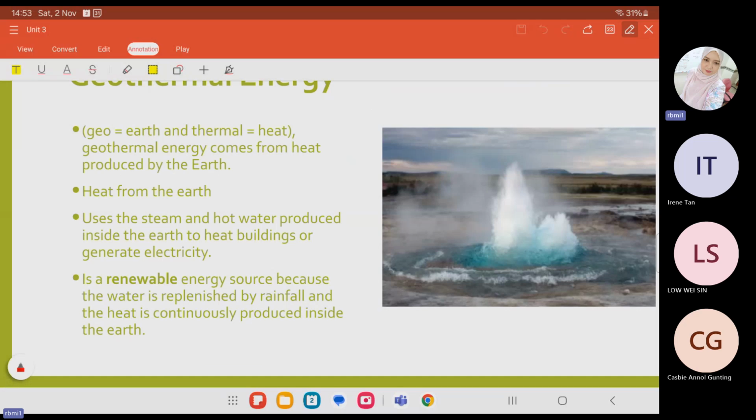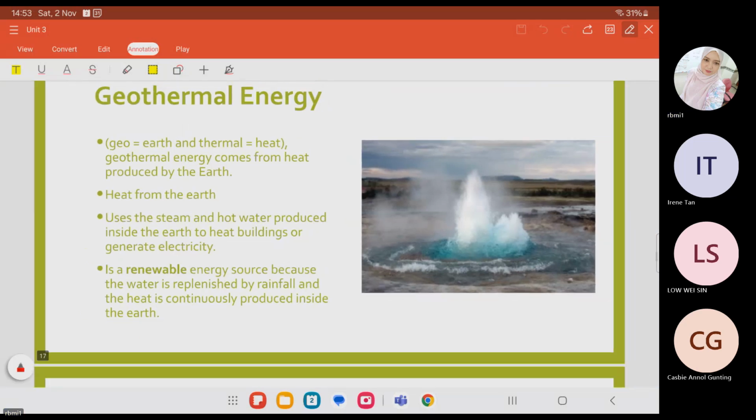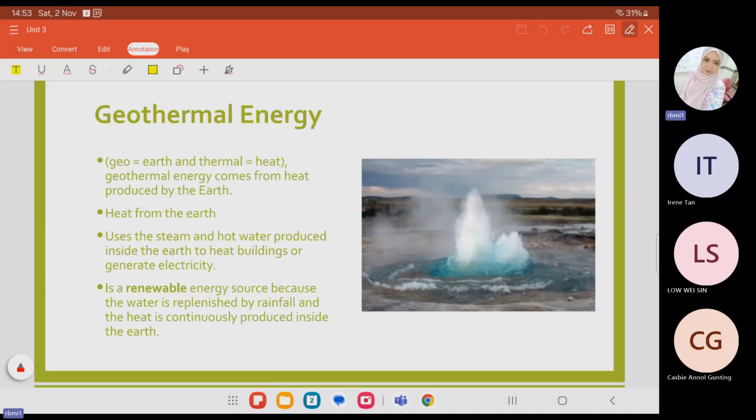Okay, next we go to geothermal energy. Geothermal comes from the word geo, for earth, and thermal, for heat. Geothermal energy comes from heat produced by the earth. The heat from the earth uses the steam and hot water produced inside the earth to heat buildings or generate electricity. We consider geothermal energy a renewable energy source because the water is replenished by rainfall and the heat is continuously produced inside the earth over time.